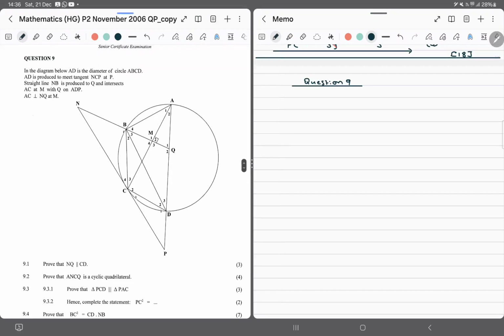Anyway, in the diagram below, AD is the diameter. Okay? Now where is you? Whatever. If this is a diameter, it subtends a right angle at the circumference. Angle in the semicircle.